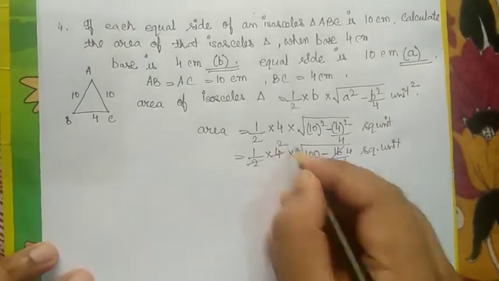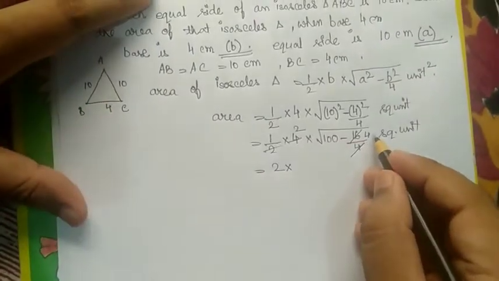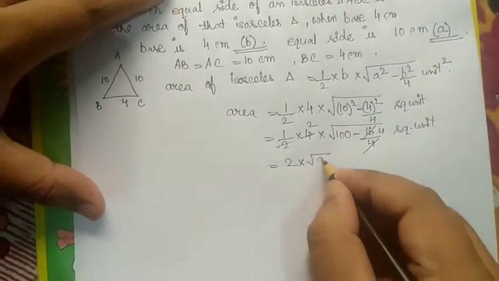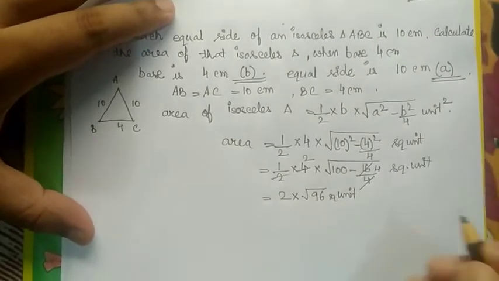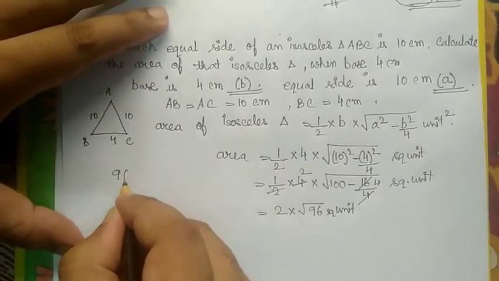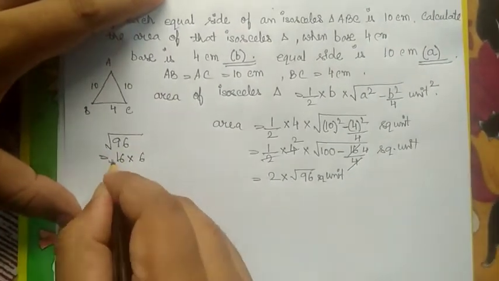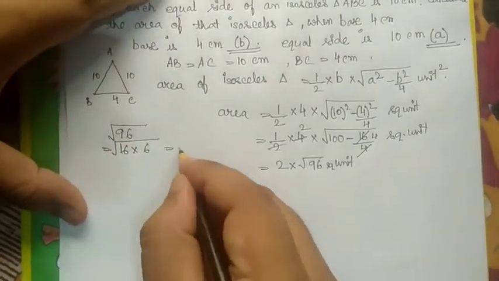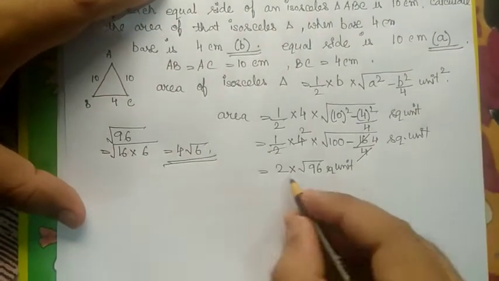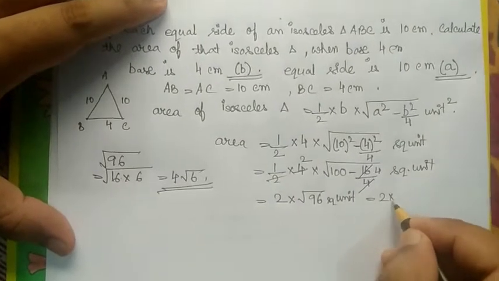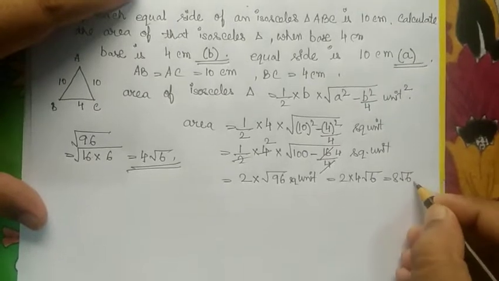2 4 2, therefore we get 2 into 100 minus 4 means root over 96 square unit. We know 96 means 16 into 6, so therefore we're going to square root this one. For 16 we're going to get 4 and this root 6. So therefore we're going to say that 2 into 4 root 6 means 8 root 6 square unit.